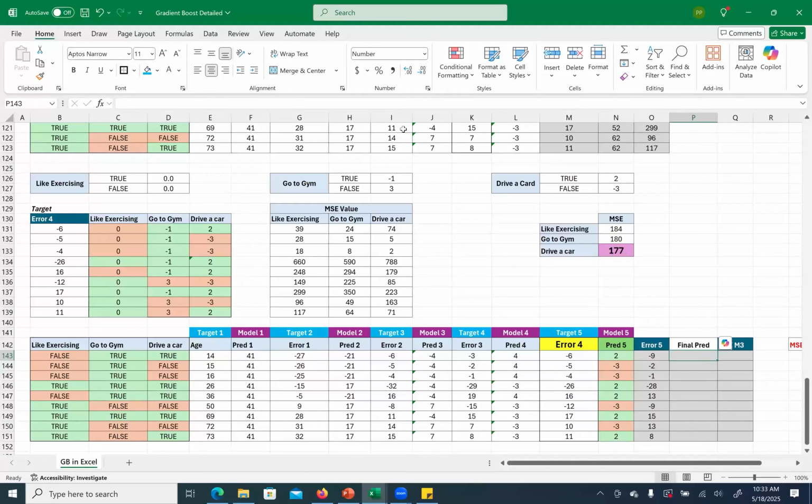Final prediction is going to be what? How do we get the final prediction? Sum of all predictions, right? So prediction 1 plus prediction 2 plus prediction 3 plus prediction 4 plus prediction 5.